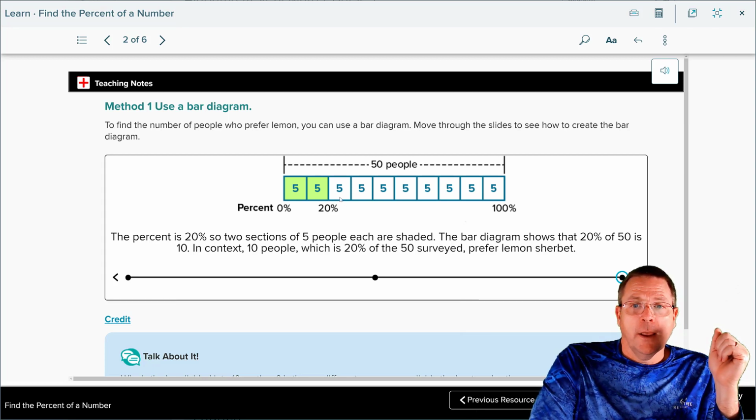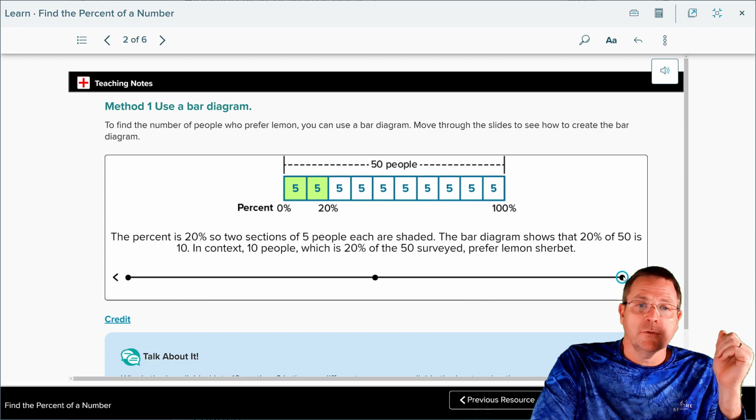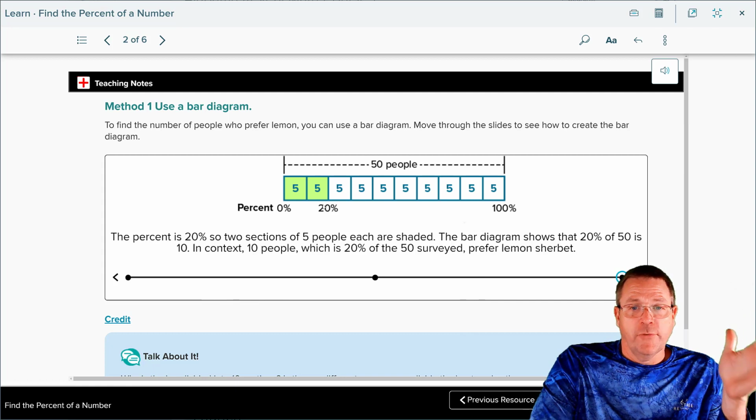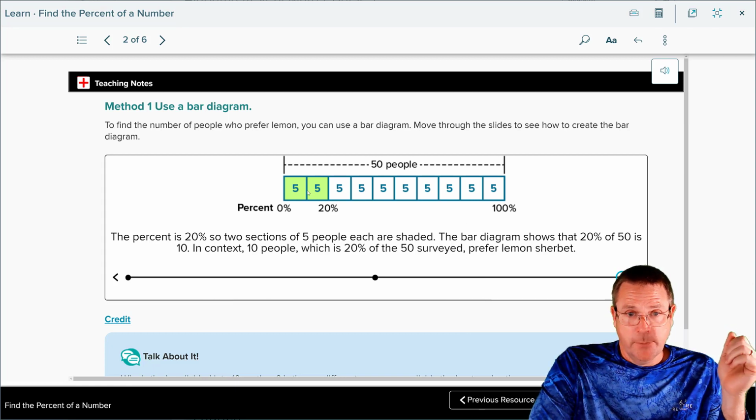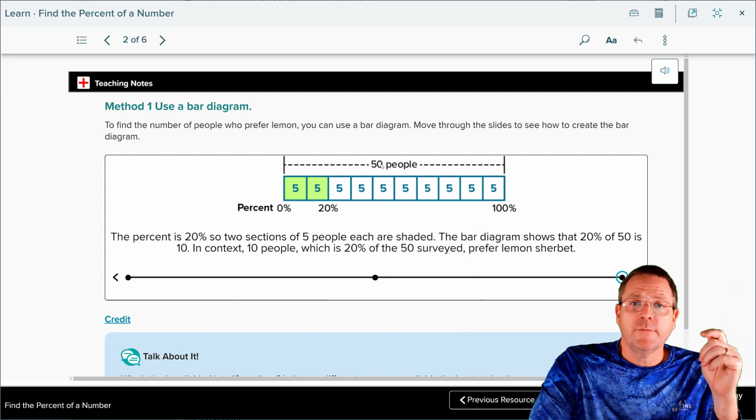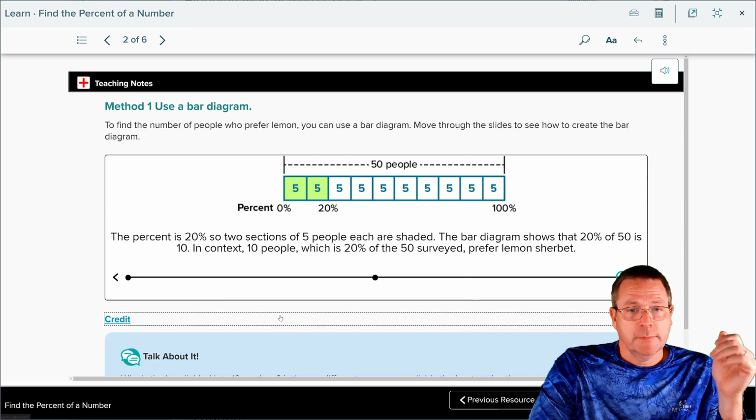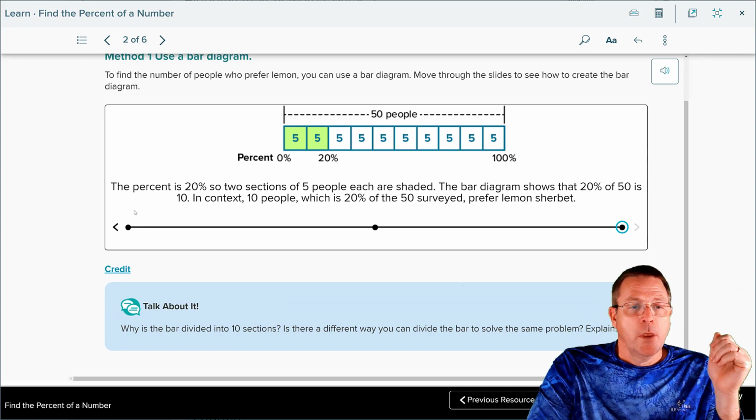So with that, we have what we need to find out the final answer. How many people are going to prefer sherbet? Well, that is going to be 10. 20% of the people preferred sherbet. 20% is highlighted. 50 people, 5 people per section, 10 people, final answer.